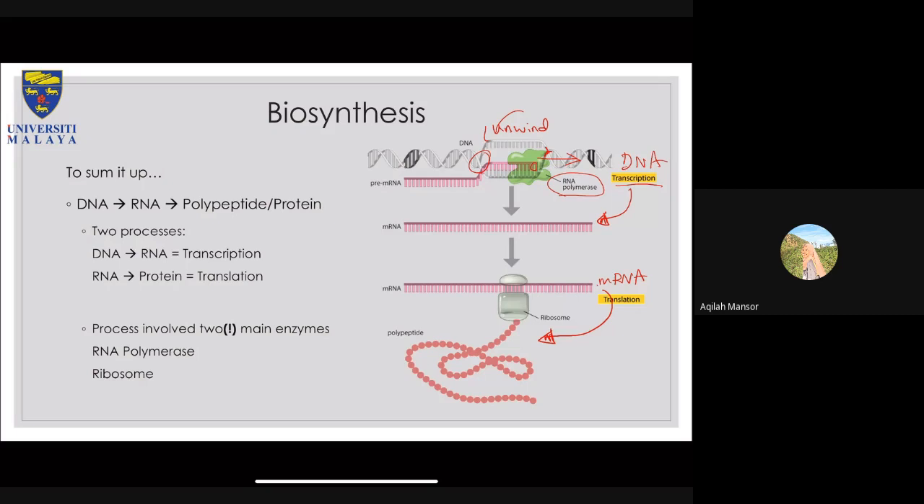You have DNA forming an mRNA, and then the mRNA is being read by the ribosome, and the ribosome produces the polypeptide. Of course, what is not shown here is the tRNA bringing in the amino acid.